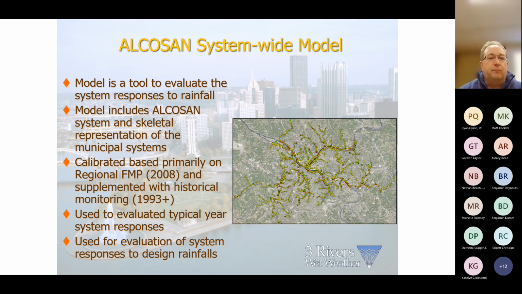The model was calibrated primarily on the regional flow monitoring program conducted back in 2008, as well as supplemented with additional historical flow monitoring that was available at that time. This can be used to evaluate both your typical year system responses, like we've talked about for our percent captures. That's done on a typical year basis, but it also can be used to evaluate responses to design rainfalls.